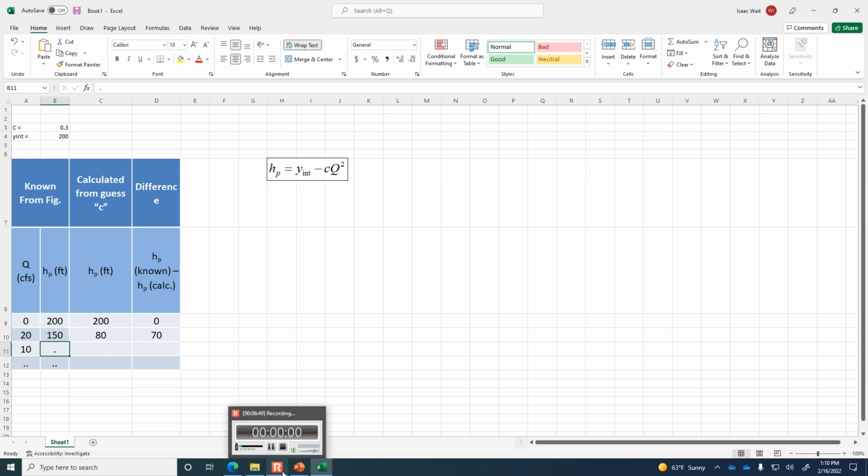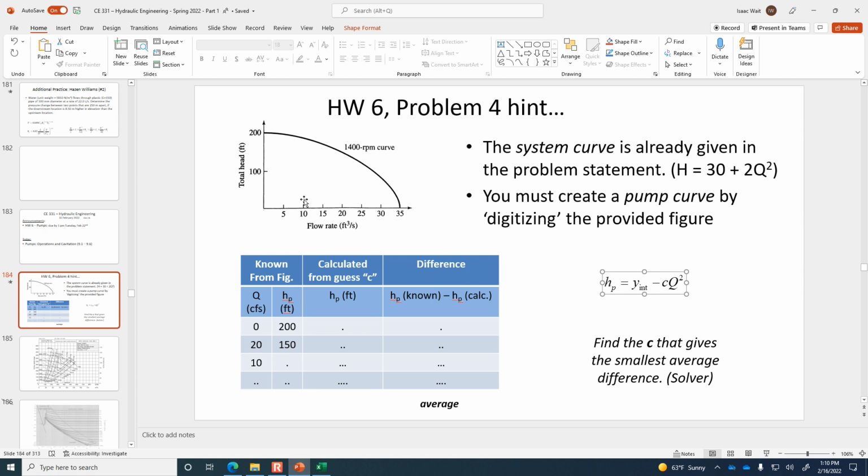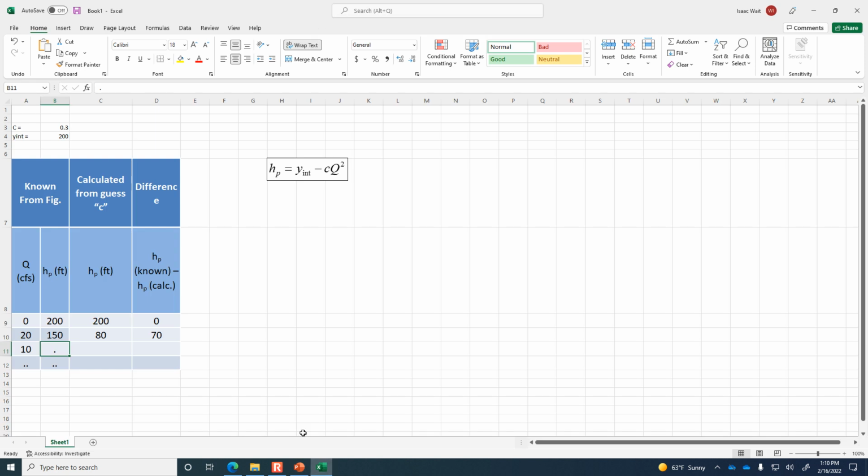So I could do the same thing here. If I had 10 CFS, let's go back to the figure. If it's 10 CFS, then it looks like the total head, I'd want to get out a ruler and really be precise about this if I was doing it as a homework problem. But let's just say it's 185. Okay, so if that's what we observe, then what would be predicted if this is our C value? The predicted is the y-intercept minus C times q squared. All right, so then the difference between the two.